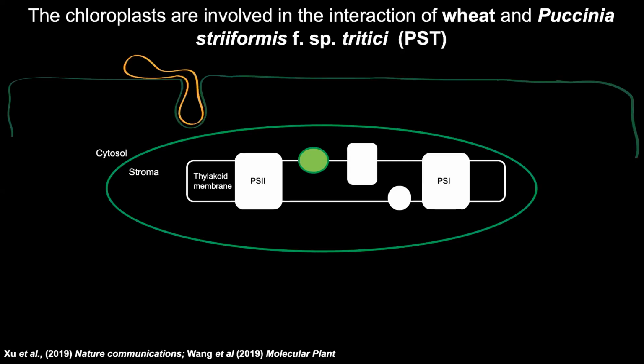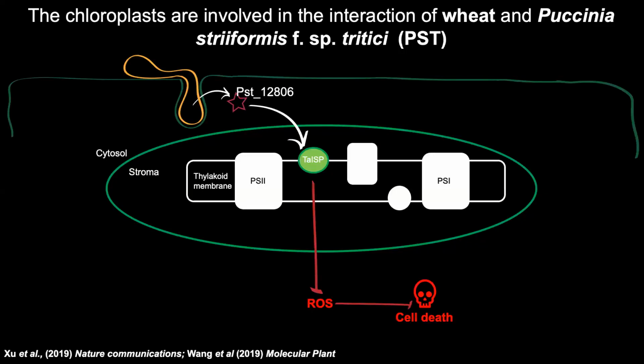And then another study focusing on the targeting of the chloroplasts by PST revealed that the effector PST 12806 targets an iron sulfur protein in the thylakoid membrane. And this prevents the buildup of reactive oxygen species and blocks that cell death response, enabling PST to colonize the plant. And so these studies have begun to reveal the dual complexities of chloroplastic manipulation by PST, and also the importance of chloroplastic processes in providing immunity against PST.